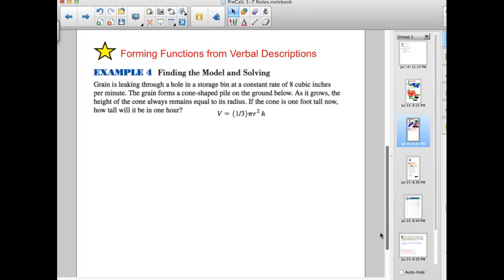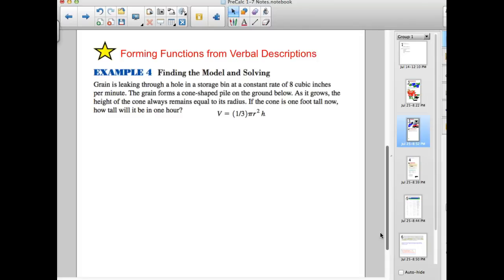The next topic was, can we form a function just from a verbal description? We don't see a picture or anything, just have a verbal description. It says grain is leaking through a hole in a storage bin at a constant rate of 8 cubic inches per minute. The grain forms a cone-shaped pile on the ground below. As it grows, the height of the cone always remains equal to its radius. If the cone is 1 foot tall now, how tall will it be in 1 hour?